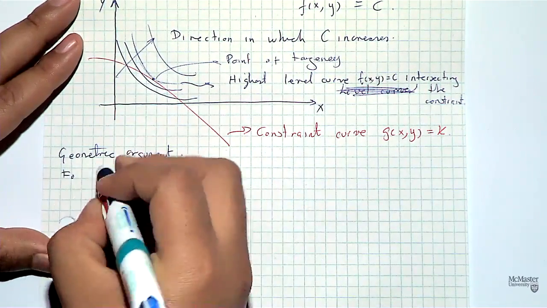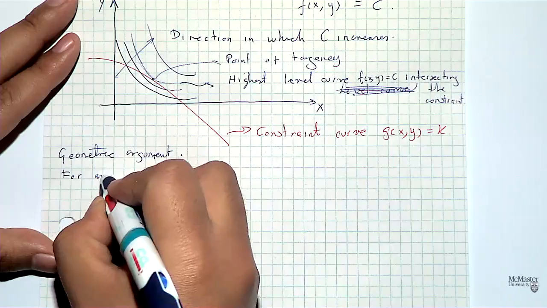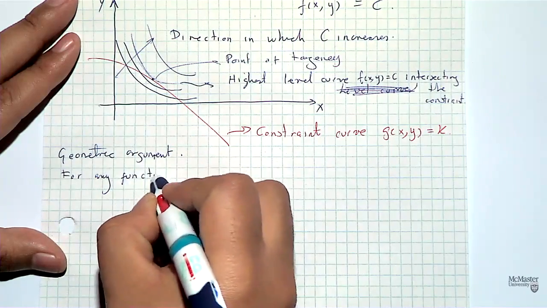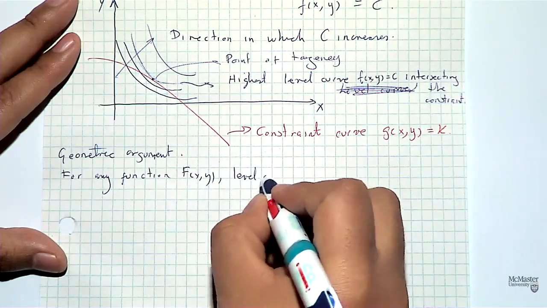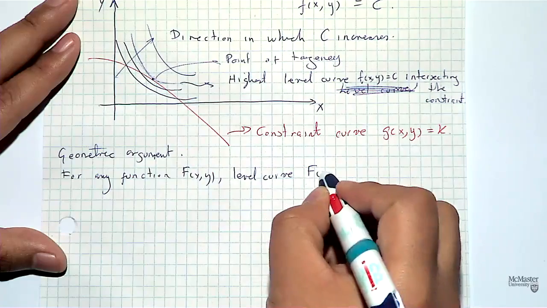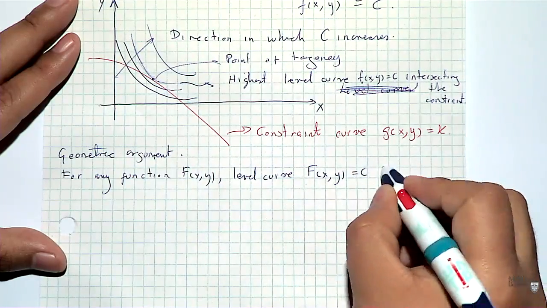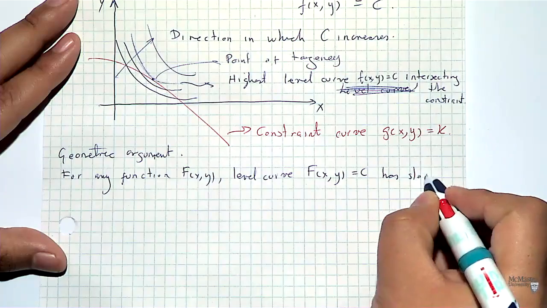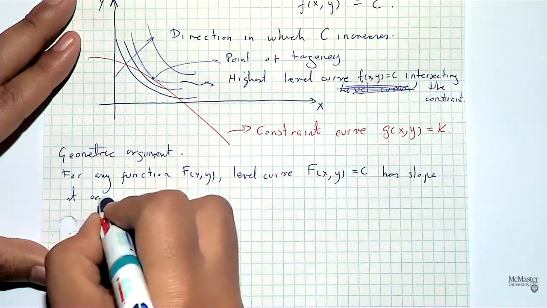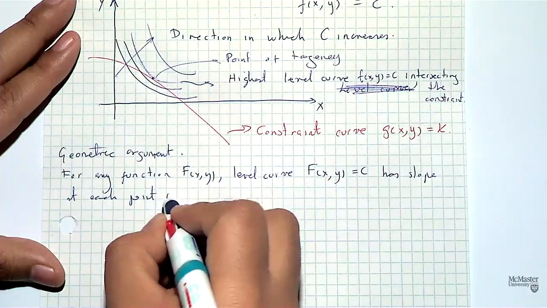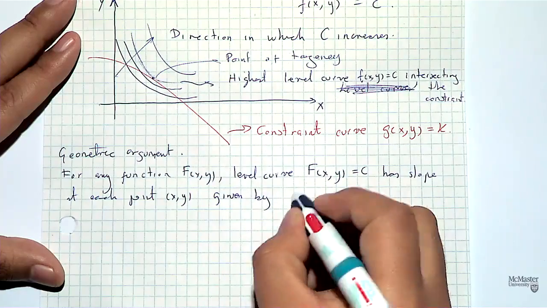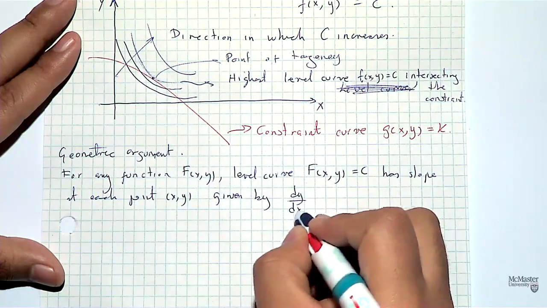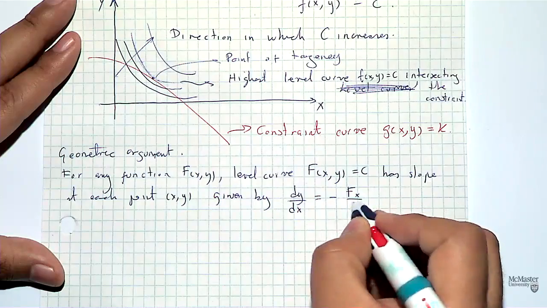is that for any function f of x and y, the level curve, let's say f of x y equals c, has a slope at each point x comma y given by dy over dx equal to minus f_x divided by f_y.